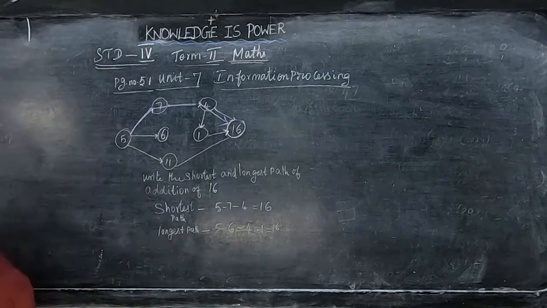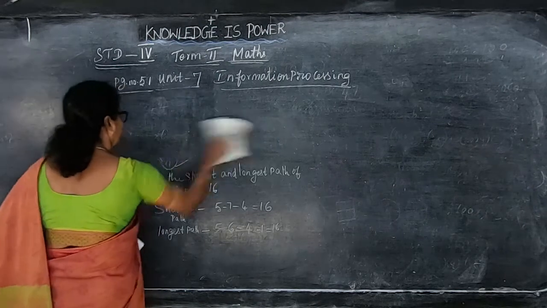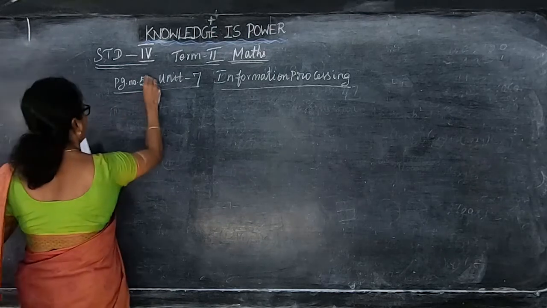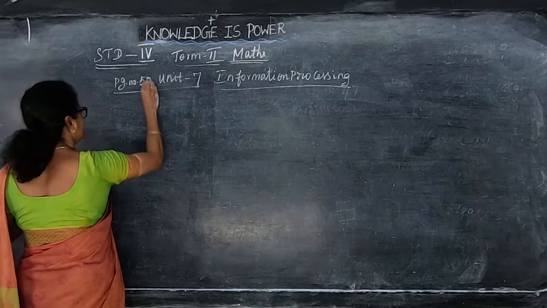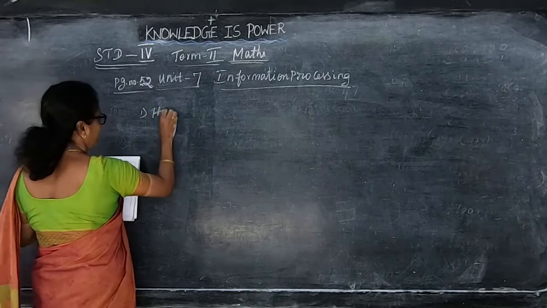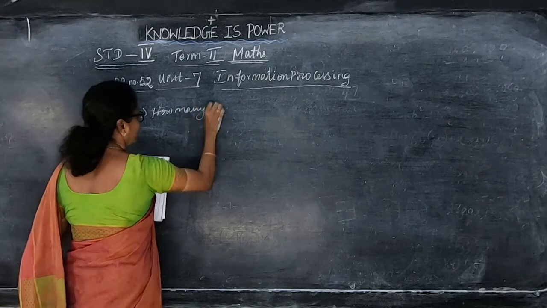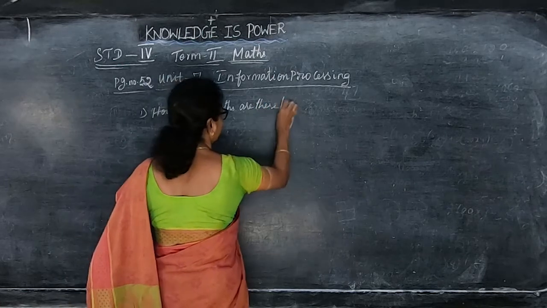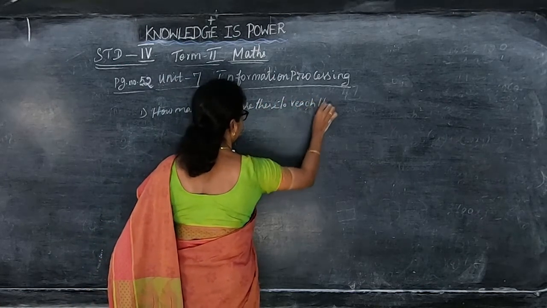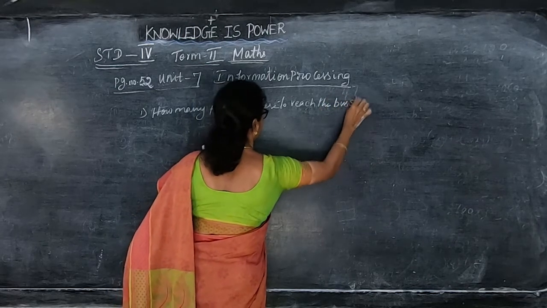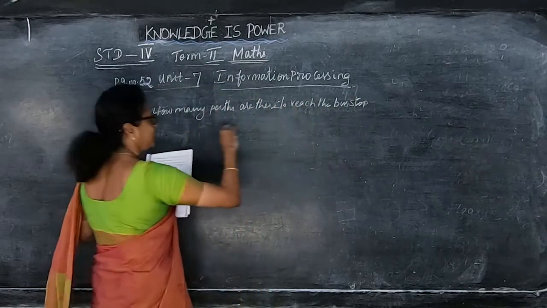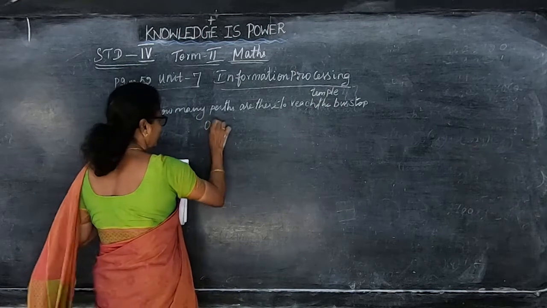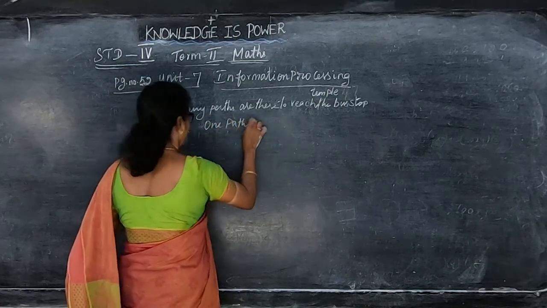How many paths are there to reach the bus stop? Page number 52. How many paths are there to reach the bus stop? You can write, from temple to bus stop, only one path is there. You can see the book and see the answer, children.